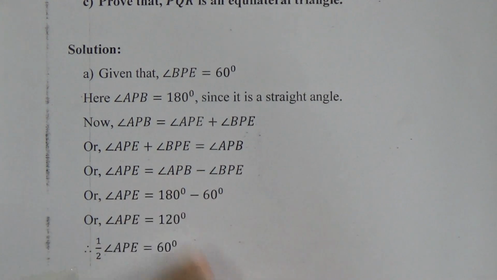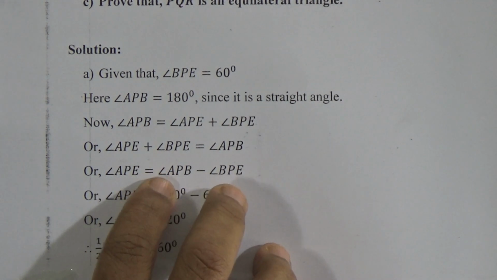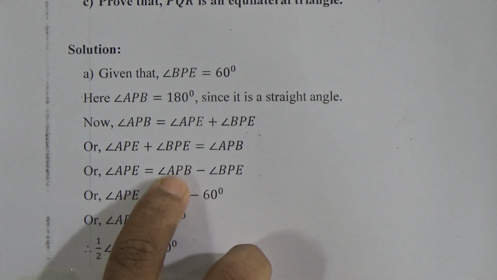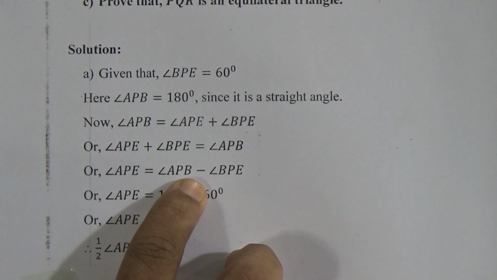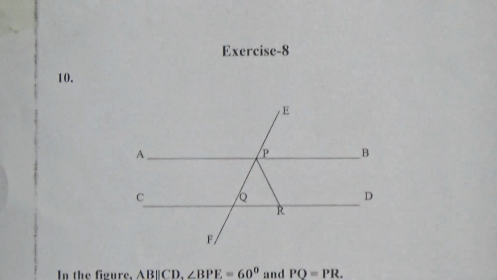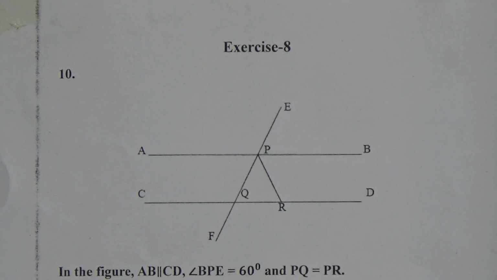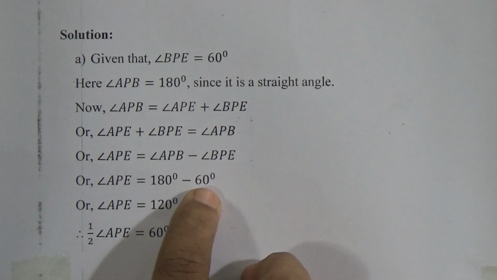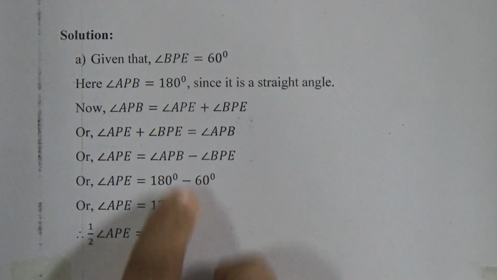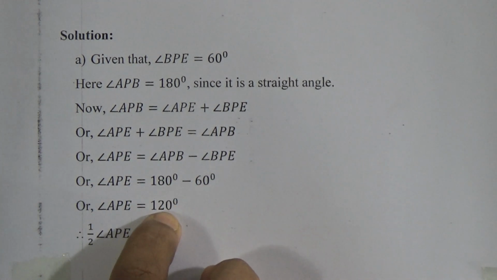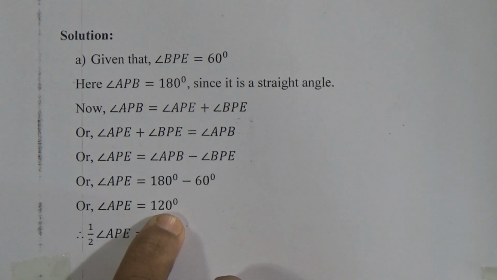After that, we put in the values of angle APB and angle BPE. We already know angle APB is 180 degrees, since APB is a straight angle. And the given value of BPE is 60 degrees. Now we subtract 60 degrees from 180 degrees and we get 120 degrees. That means the value of angle APE equals 120 degrees.